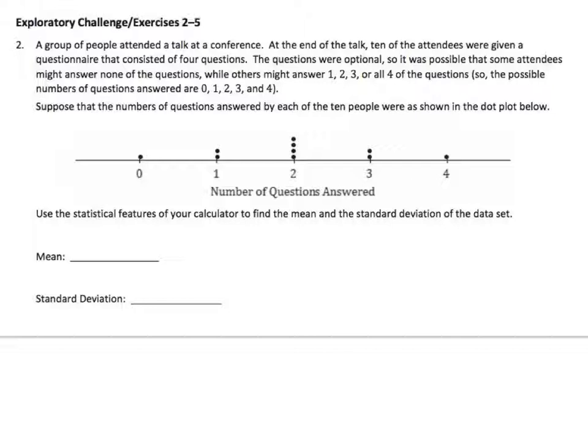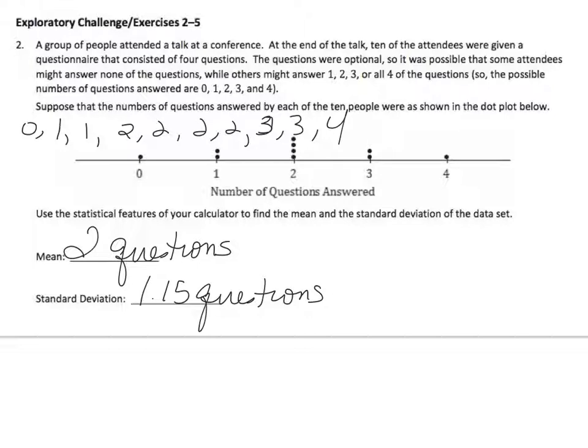Just so you know, what I'm typing into my calculator this time are the numbers 0, 1, 1, 2, 2, 2, 2, 3, 3, and 4. Okay, so go ahead and try that and see what the mean and standard deviation are. I have a mean of 2 questions and a standard deviation of 1.15 questions. Okay, so let's analyze that.